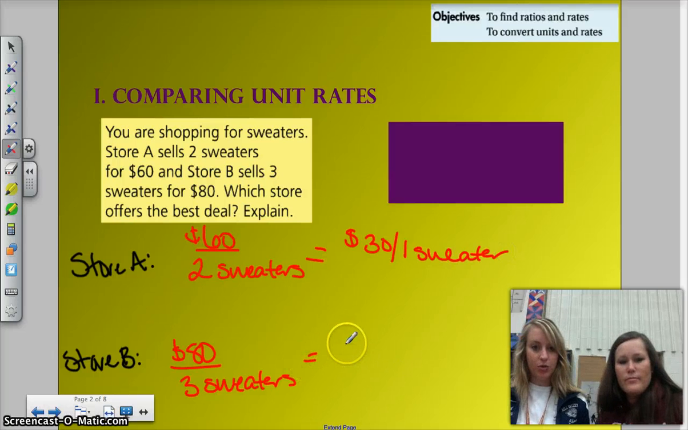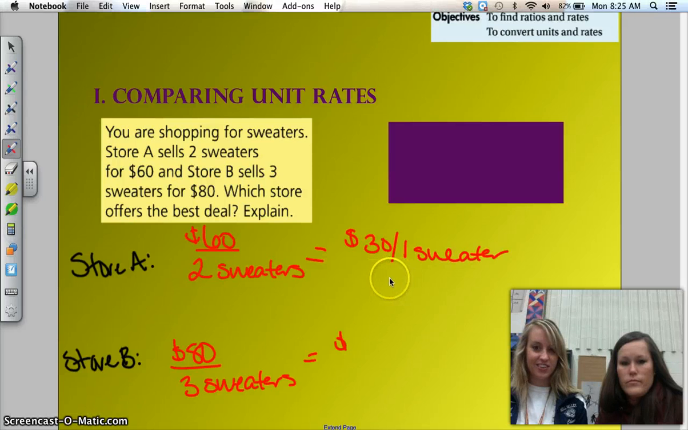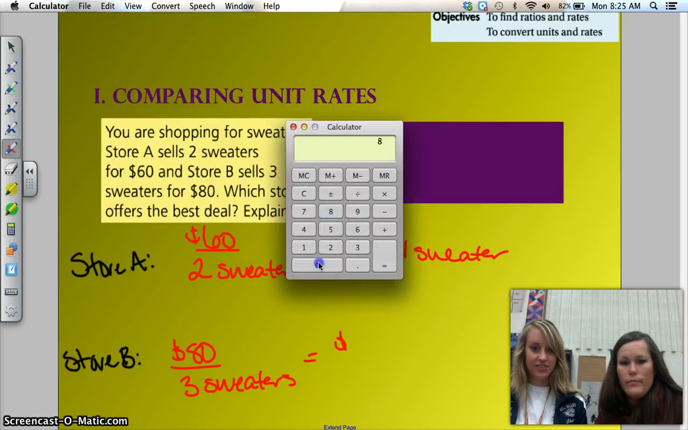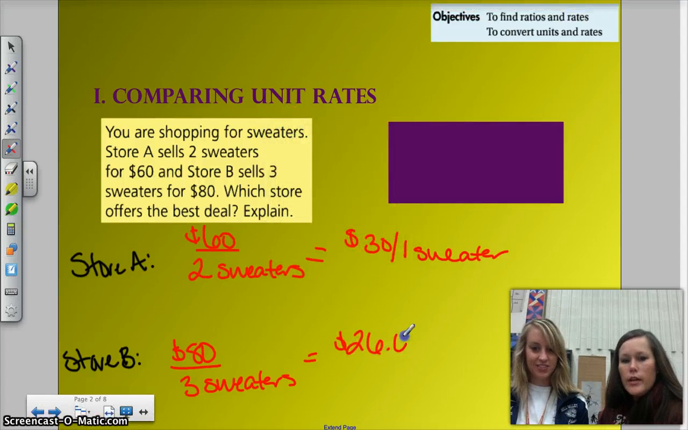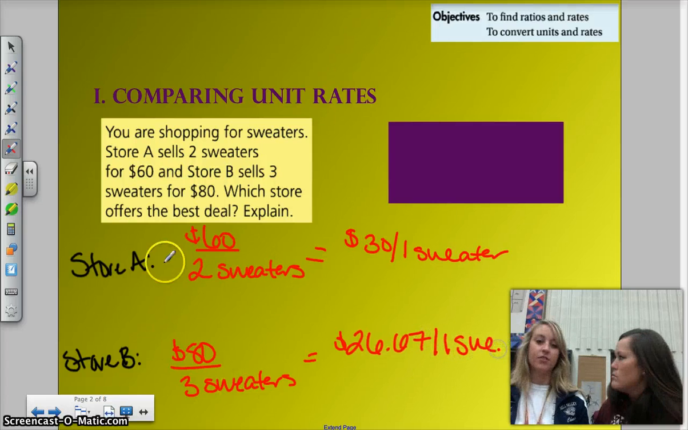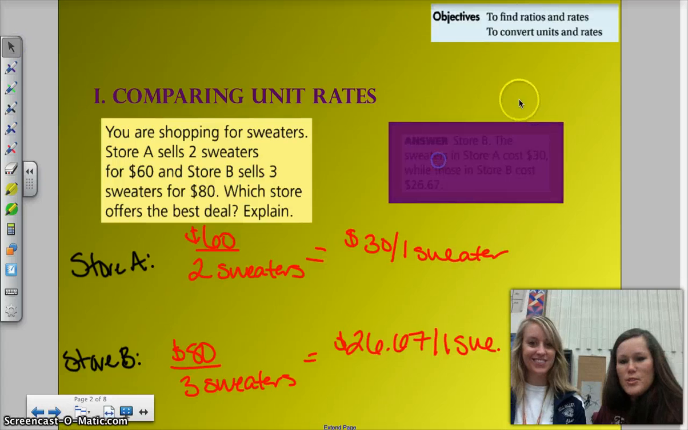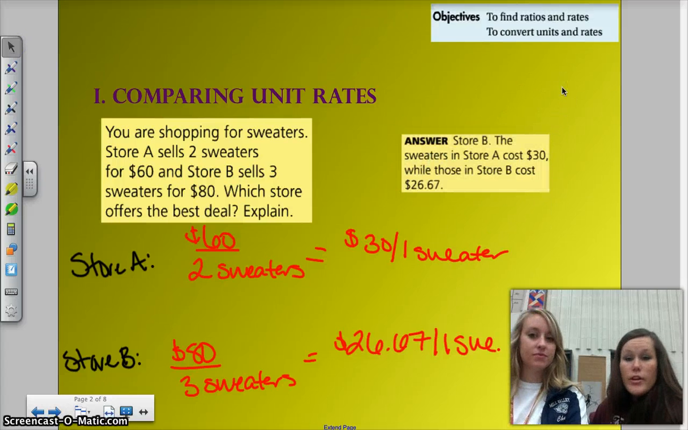So you just need to divide these out. 60 divided by 2 is 30 per 1 sweater. Or 80 divided by 3. That's $26.67. Okay, so clearly, store B is better because it's cheaper.